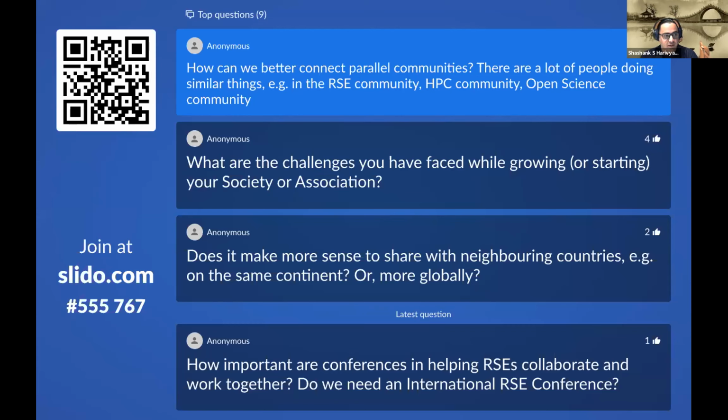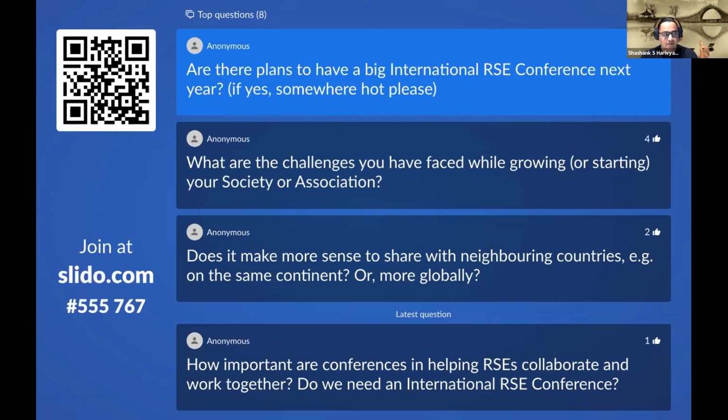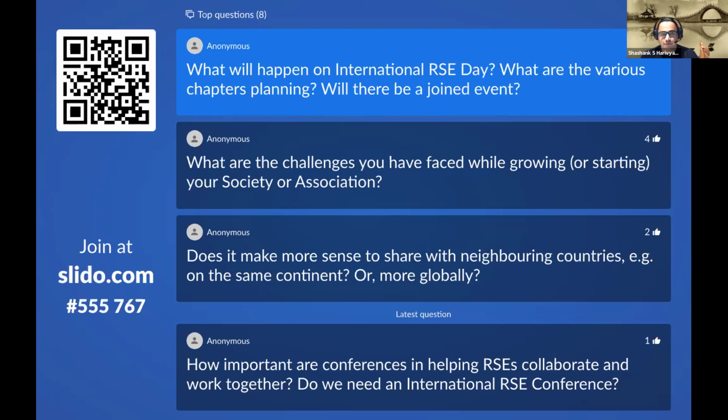Make it more formal. I think there are three questions which I would put together, and these are regarding the International RSE Day. There's a question regarding, are there plans to have a big International RSE conference next year? Then there is how are conferences helping RSEs to collaborate, and do we need an International RSE conference? And the third one is regarding what will happen on the International RSE days and what are the various chapters planning? Will there be a joint event? So if anyone would like to answer all these three together, because they are all on the same theme, you're more than welcome to.